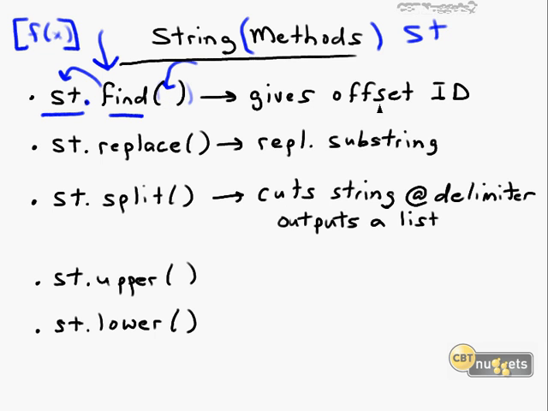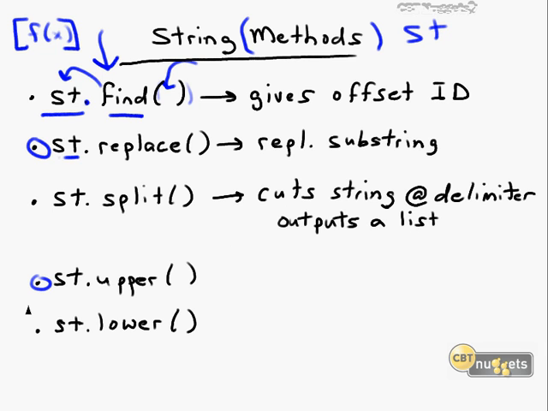And what we'd get back is the initial offset of the initial character that matches that find expression. You can replace parts of a substring by using st or whatever your name is, .replace. Split is pretty cool. What split does is it cuts a string at a given delimiter. So you might have a string that has spaces in it, and you could use the space as your delimiter character, and that'll actually output a list for you.